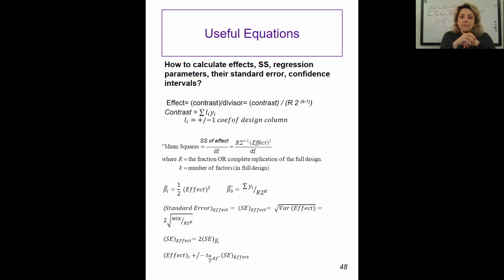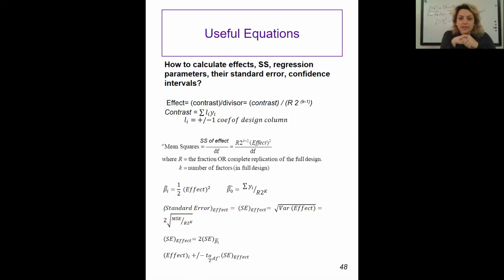For the sum of squares of the effect, it's R times 2 power K minus 2, where K is the number of factors, times the effect power 2. Divided by the degree of freedom, it's going to give you the mean square, the same thing that we had in the ANOVA table. R is the number of replications: if you have a fractional factorial or a complete replication of the full design. If you have partial replication, then you would consider R equal to 1 as well. K is the number of factors in the full design.